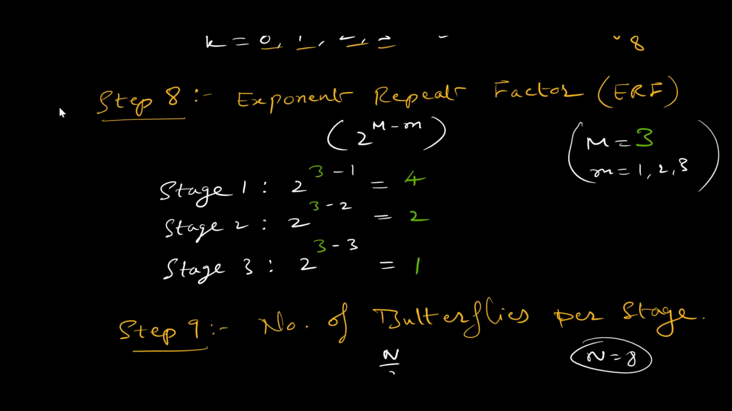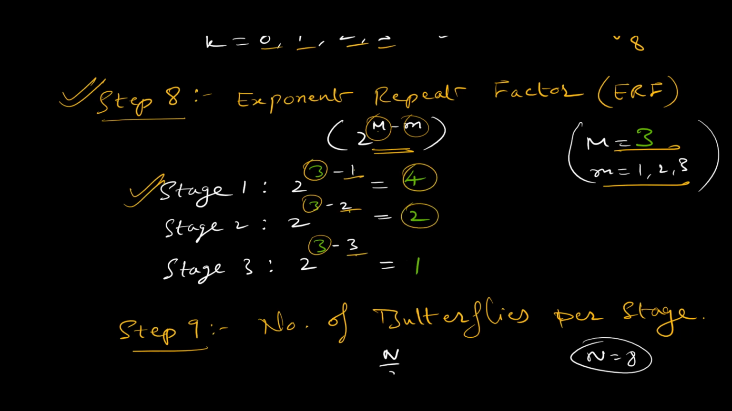Step 8 is the exponent repeat factor. That means how many times those twiddle factors will repeat themselves, I mean k will repeat itself. This can be calculated as 2 to the power capital M minus small m. Capital M is fixed, that is 3, and small m can be 1, 2 or 3. So let us calculate. Capital M I have substituted 3 all the time, and you have to change small m: 1, 2 and 3, so I'll get 4, 2 and 1.